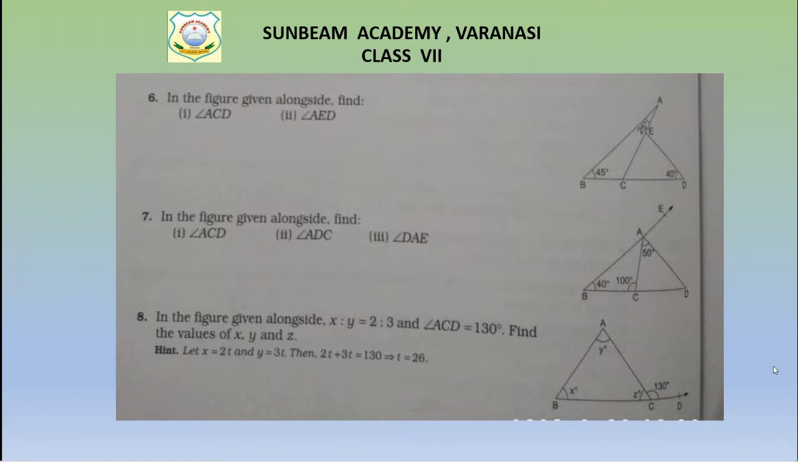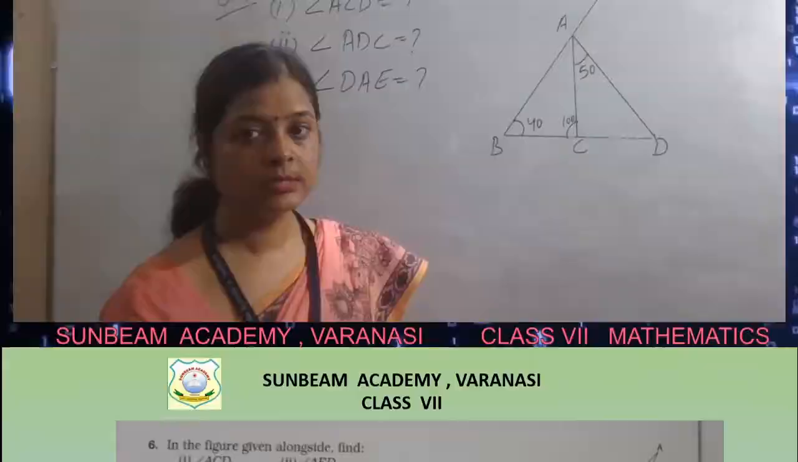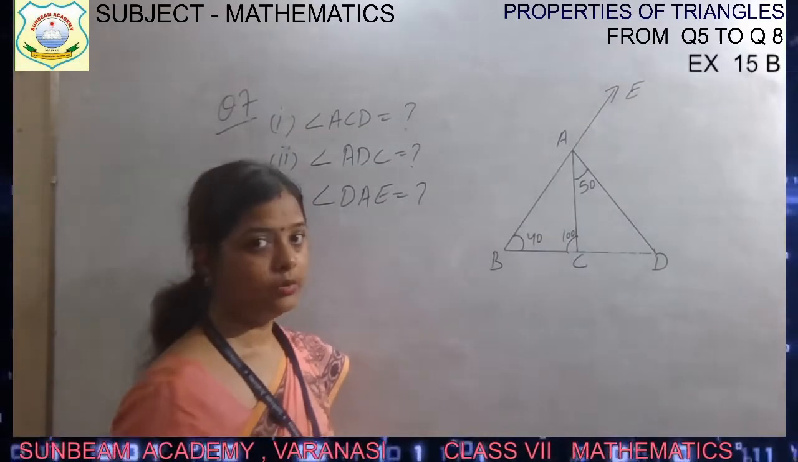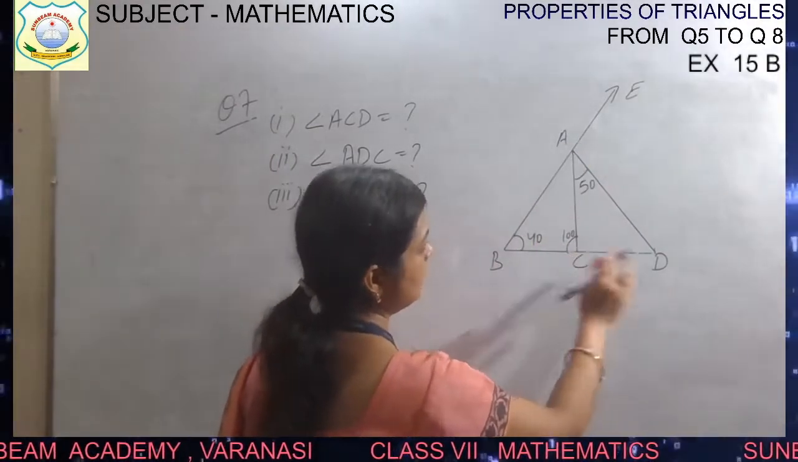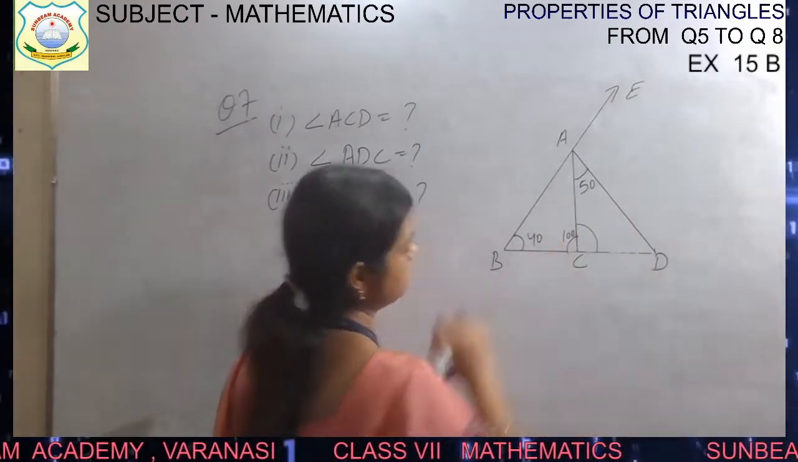Question number 7. In the given figure, two triangles were given to us, ABC and ACD. Side by side it is drawn, and we have to find angle ACD, angle ADC and angle DAE. Okay, angle B, angle C and angle A in the different triangles it is given to us. Now see the diagram. We have to find ACD, children. We have to find angle A, C and D. This angle we have to find, children.